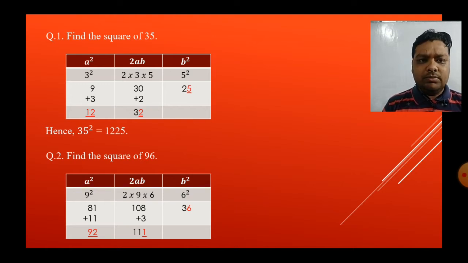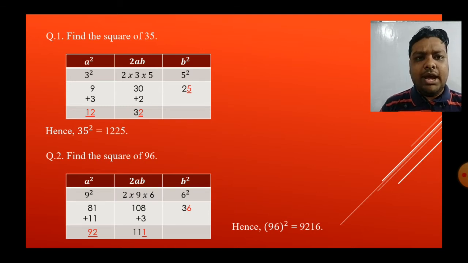So 6 is the unit digit, 3 will come forward to 2AB, then 108 plus 3 is 111. The unit digit we will underline and 11 will be carried forward to the A square value, and we will add the 11 to the value of A square, which is 81, so it will be 92. So we take the whole value 92, but only the unit digit from 2AB and B square, that is 1 and 6. So we can say that the square of 96 will be 9216.